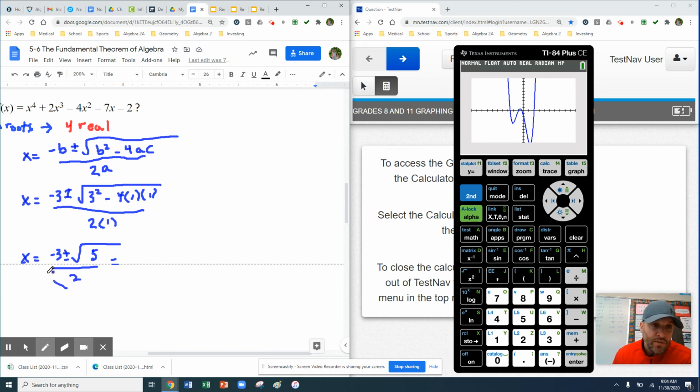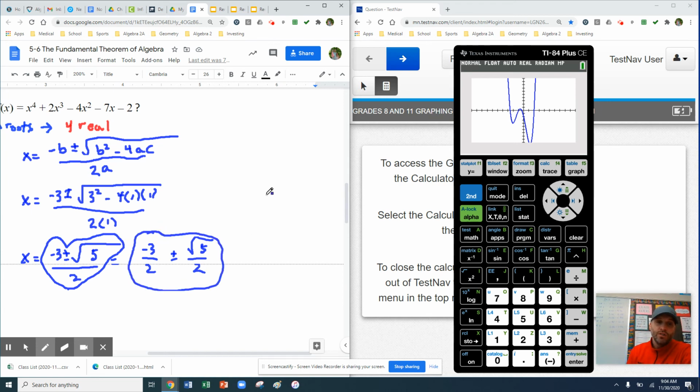And anytime we have this setup where we have 2 terms being added or subtracted over a single denominator, we can rewrite that as 2 separate fractions. So we're going to take -3/2 plus or minus the square root of 5 over 2. And there would be my other 2 remaining roots. So all 4 are real roots. There's no i in any of this, so we have all 4 real roots.